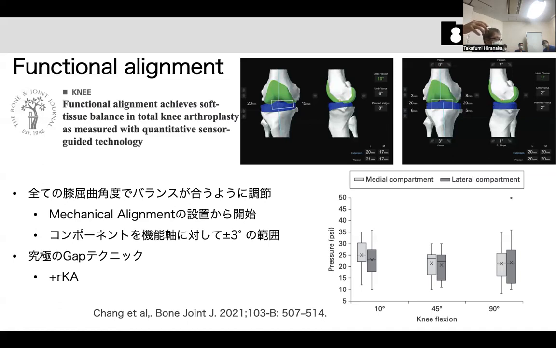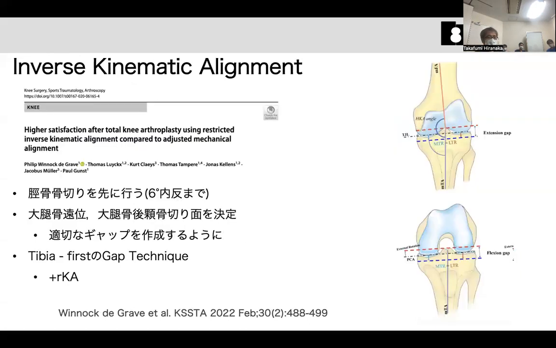a new knee morphology and kinematics. But kinematic alignment only reproduces the pre-disease articular surface. That is the difference.